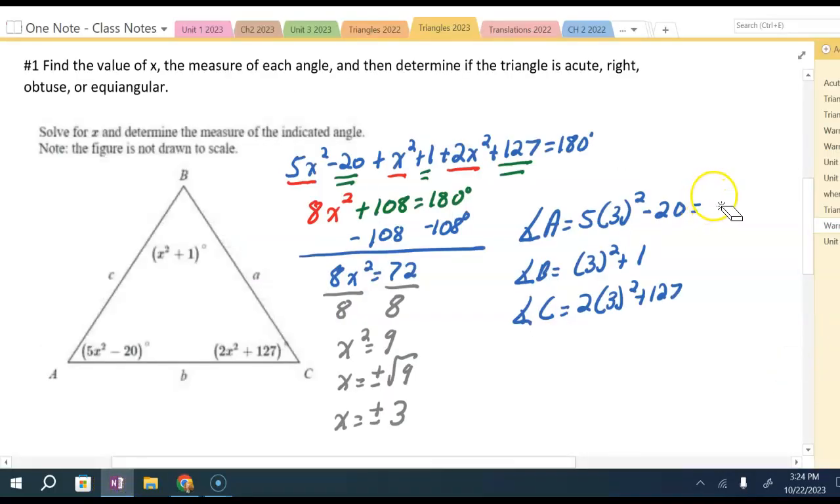So angle A was 25 degrees. Angle B was 10 degrees. And angle C is 145 degrees. Since 145 degrees is an obtuse angle, this is an obtuse triangle.